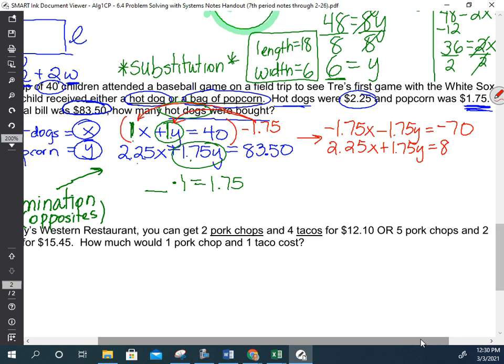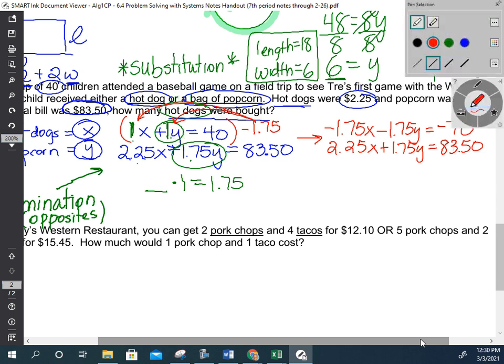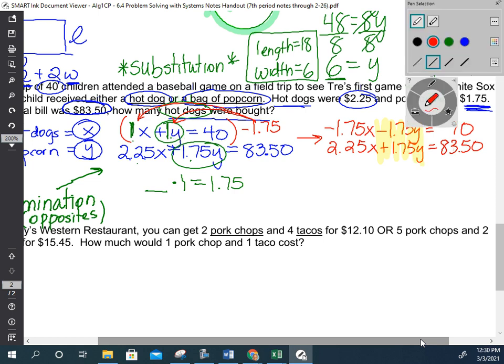Any questions before we continue? Again, we got rid of y because we don't need to know how much popcorn they're going to get. We only care about the hot dogs. So here's our opposites. The opposites drop out.